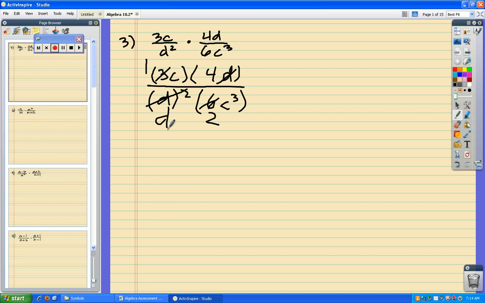The c's, I can cancel 1 here. That'll leave me with c squared left over. I can cancel the 4 and the 2. This is a 1. This is a 2. I don't think there's anything left to cancel. On the top, there is a 2. In the denominator, you have a c squared and a d.